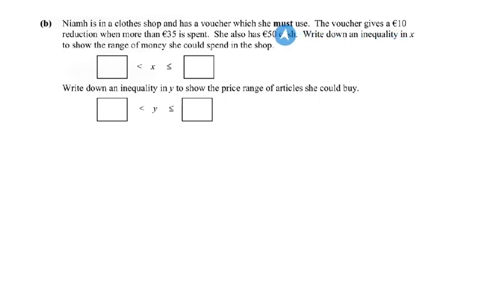So she must use this voucher. The voucher is 10 euros and she only gets to use it when she spends more than 35 euros on an article. So if the article is 35 euros and a cent, then she can use her 10 euro voucher, which means she has to spend 25 euros in cash. So it has to be greater than 25 euros, which is fine. And then it has to be less than, well, she only has 50 euros in cash, so it's going to be less than 50. So for her cash, she has to spend a minimum of 25 and a maximum of 50.